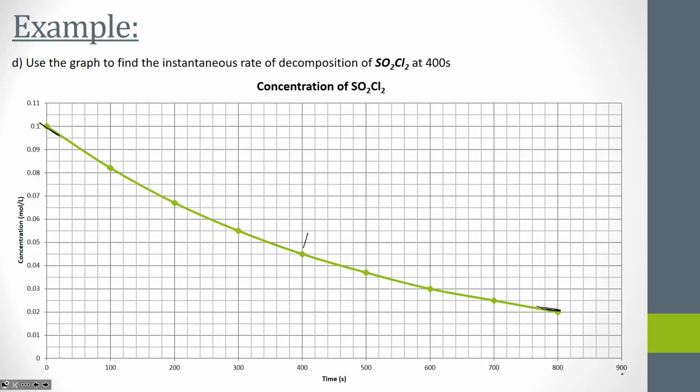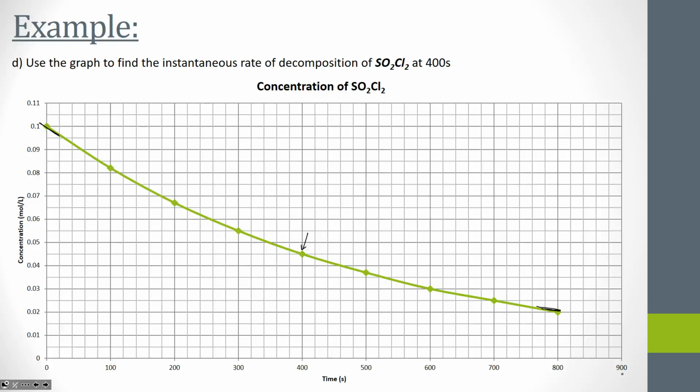So here's my point at 400 seconds. In order to do that, we're going to draw a tangent line. Now, it's not going to show up great on my screen because the pen might not exactly hit the point. So I'm going to do the best I can on my screen, but you can use a straight edge on your paper and draw a tangent line.